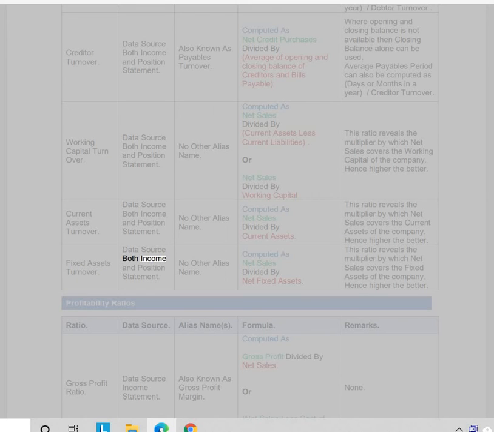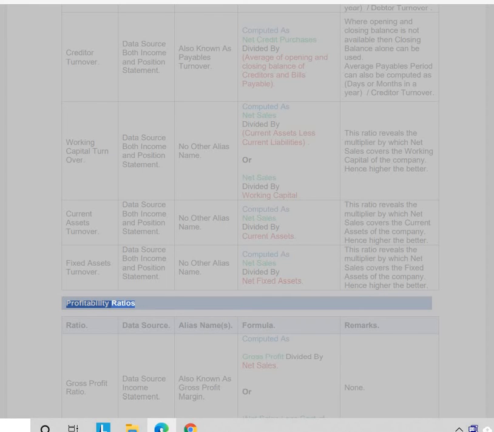Fixed assets turnover. Data source: both income and position statement. No other alias name. Computed as net sales divided by net fixed assets. This ratio reveals the multiplier by which net sales covers the fixed assets of the company. Hence higher the better.